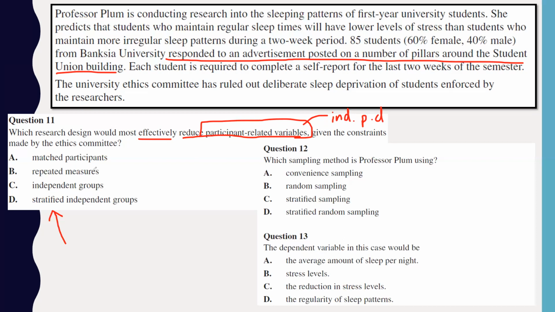Okay, so we know that from studying the 3 different types of groups, with reference to Professor Plum's study here, the best possible research design that we could use for this study is matched participants design, which is going to be option A. Let me just project that answer up.